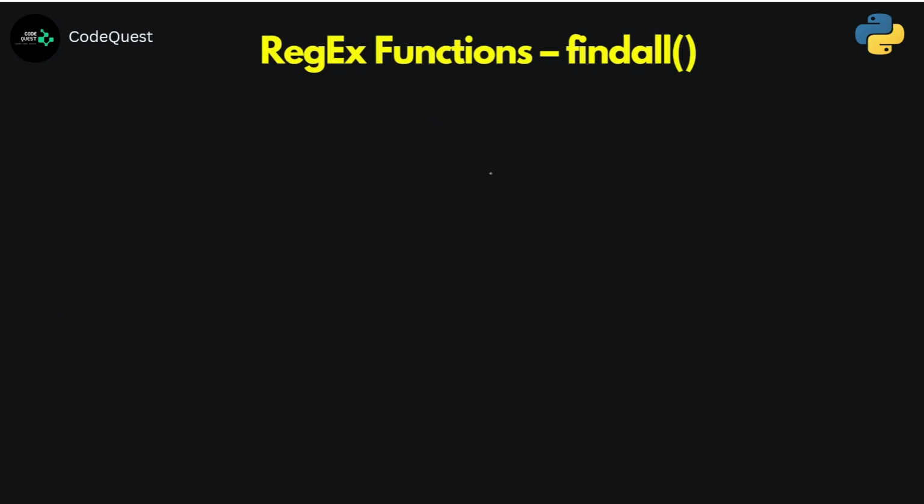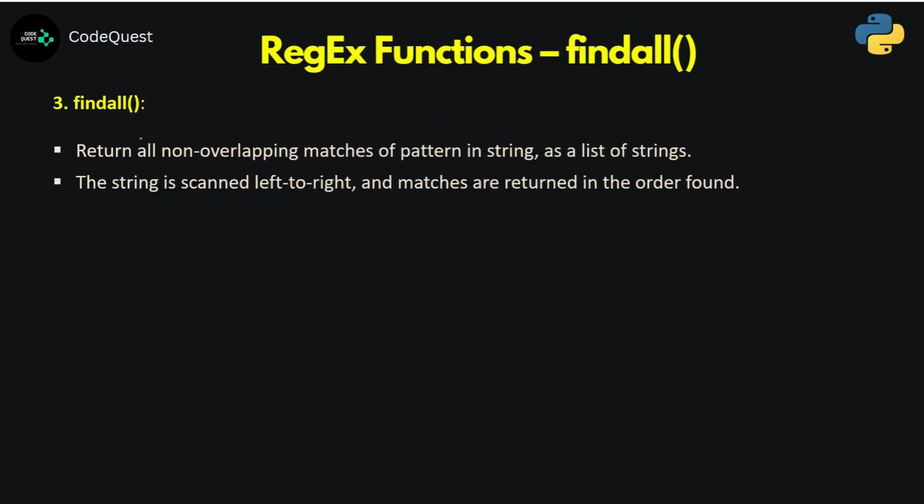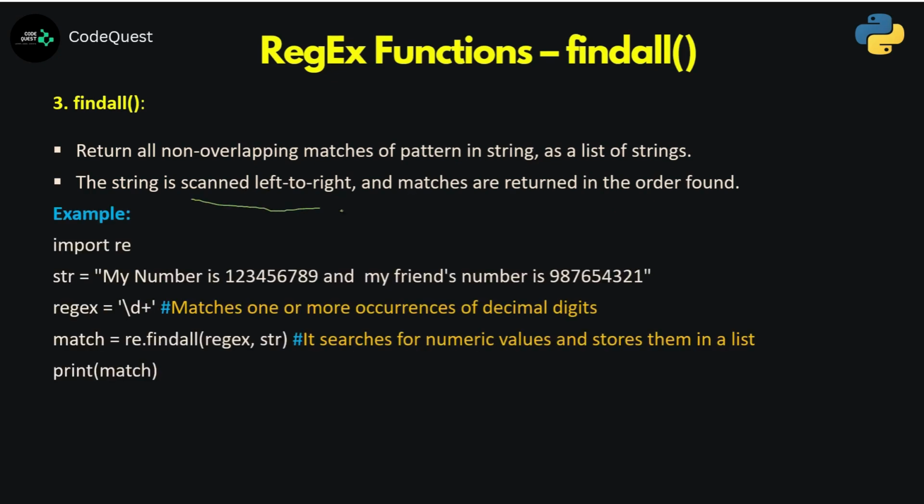The next function is findall, which returns all non-overlapping matches of a pattern in a string. This is basically used to find all occurrences of a pattern in a particular string, and the string is scanned from left to right, and matches are returned in the order that they are found.